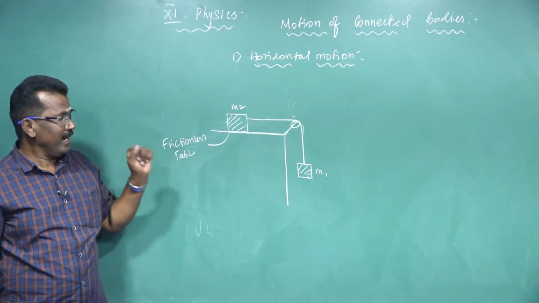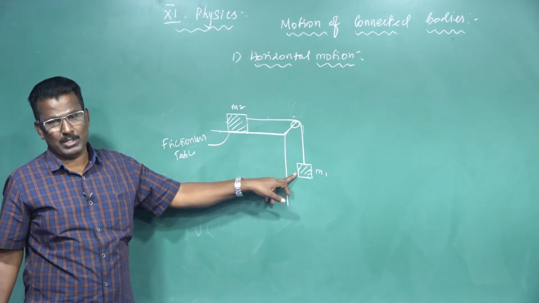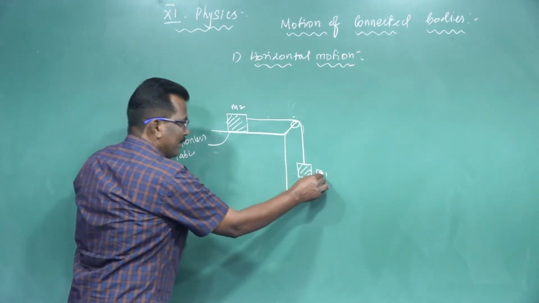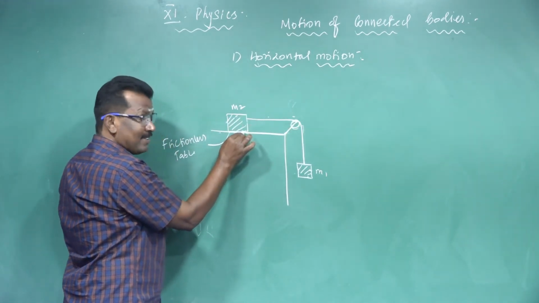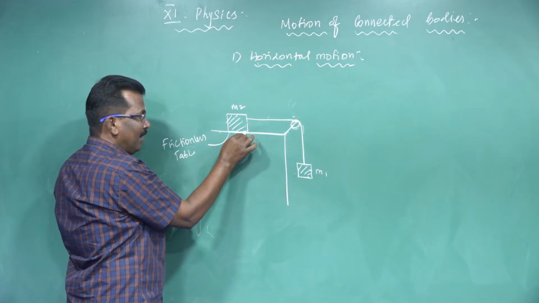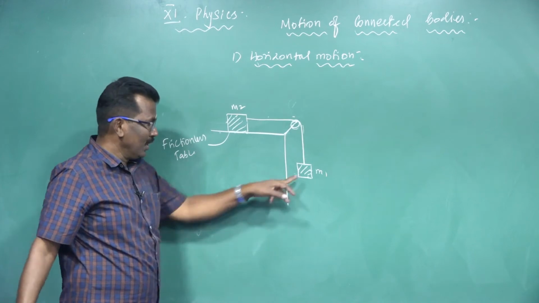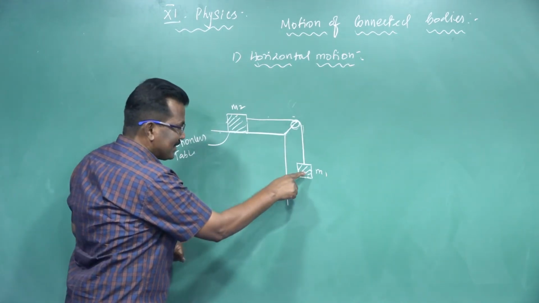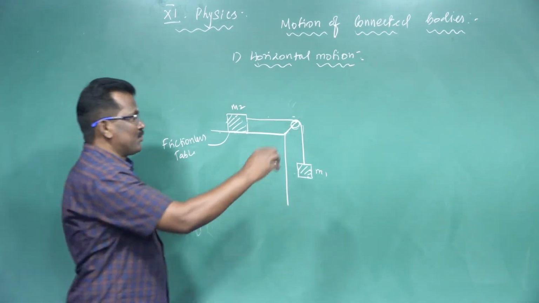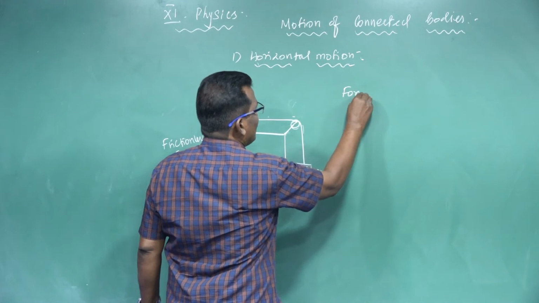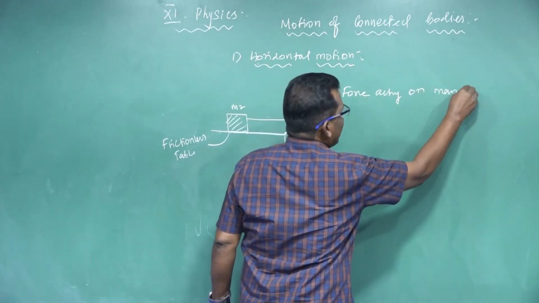Okay, let's see how many forces are acting on m2 and how many forces are acting on m1. Now we are going to calculate. See, m1 is hanging and m2 is simply placed on the surface of the table. The table is frictionless, so no friction is applied on the mass m2. How many forces are acting on m1, how many forces on m2? Now we are going to calculate the forces on mass m1.